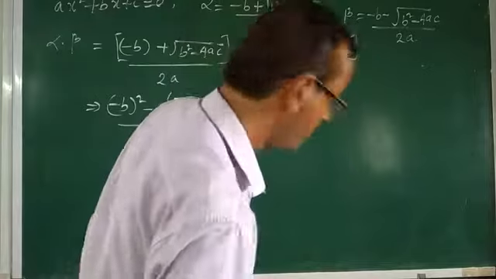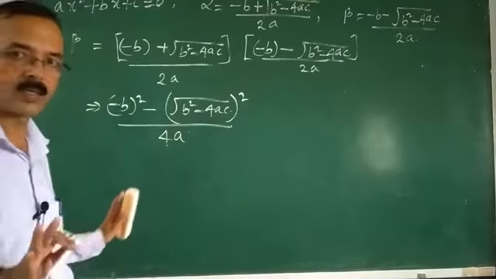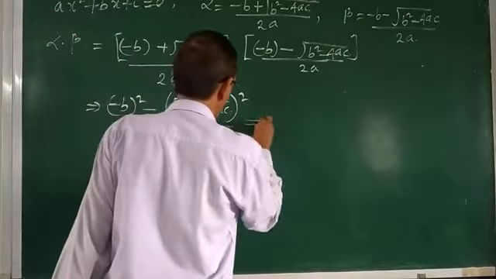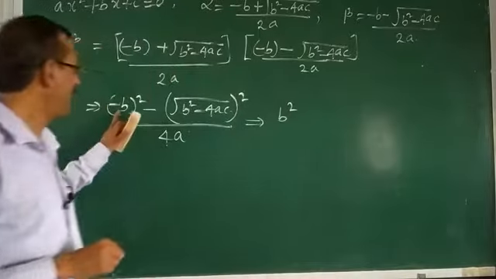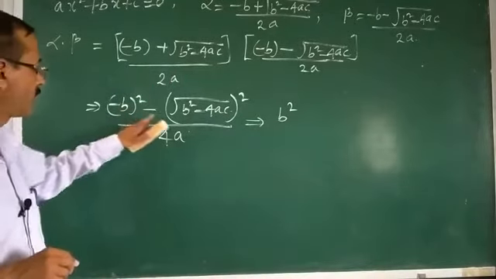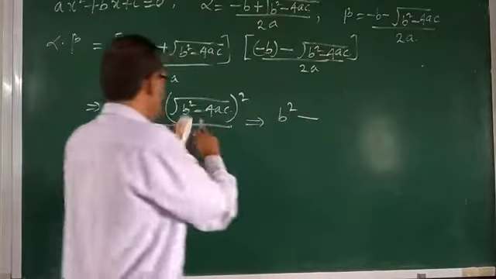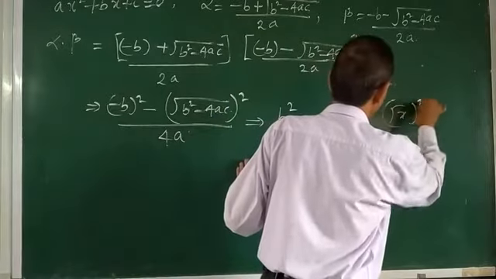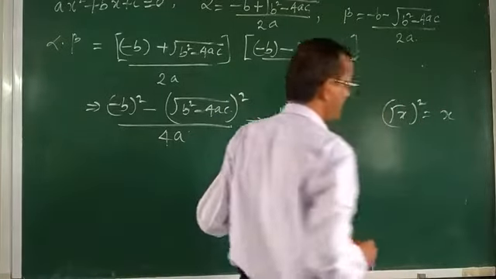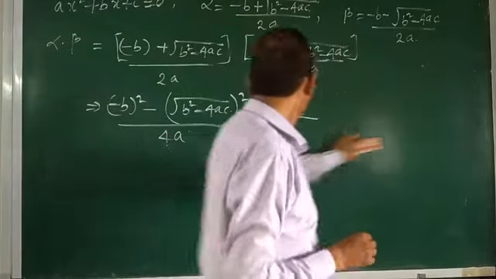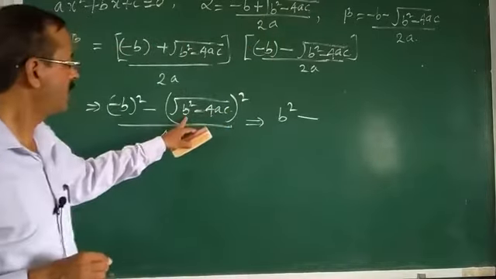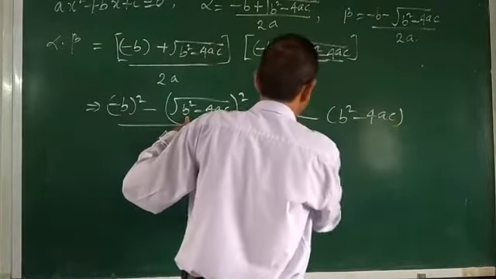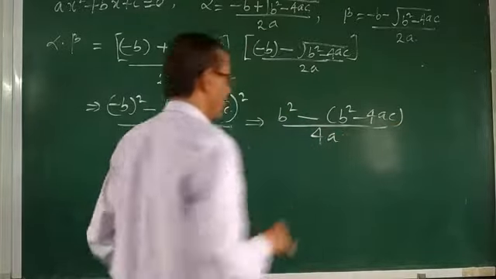Now, right? I think the steps are clear. b square, we can write here b square. Minus, this is square, having that. So under root, tell me, under root x whole square, what will be? That will be x. The under root will be finished here. So the square of under root will be finished. We can write here b square minus 4ac upon 4a.